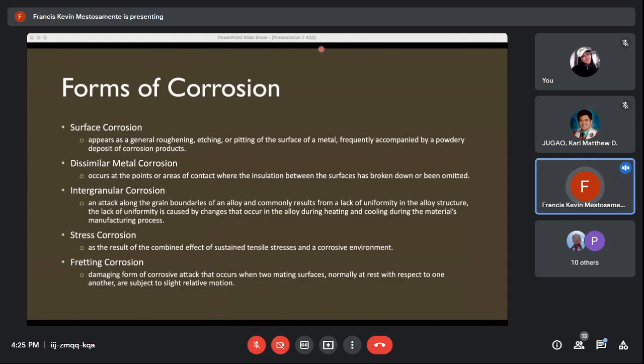So pag may paint tayo, naka-cover ito doon sa ating metal. Pag may covering si metal, hindi ka magkakaroon ng redox process. Wala kang direct current to transfer the electrons. So yun yung use or one of the primary uses of the paint.